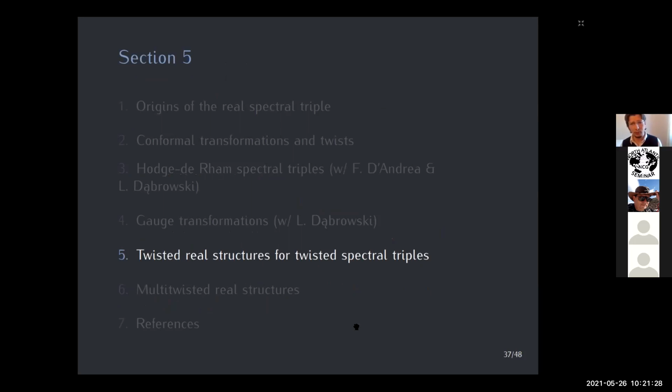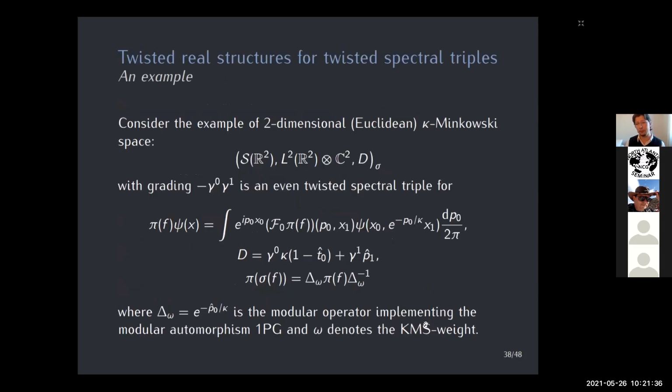Okay, so now I'll move on to some really recent stuff, which is twisted real structures for twisted spectral triples. This is unpublished work. I'm afraid that the title of the section has kind of given away the surprise, but okay, for the sake of theater, let's start with an example.